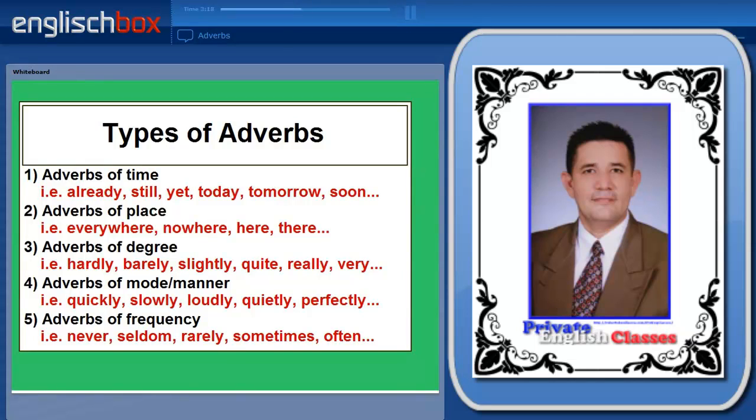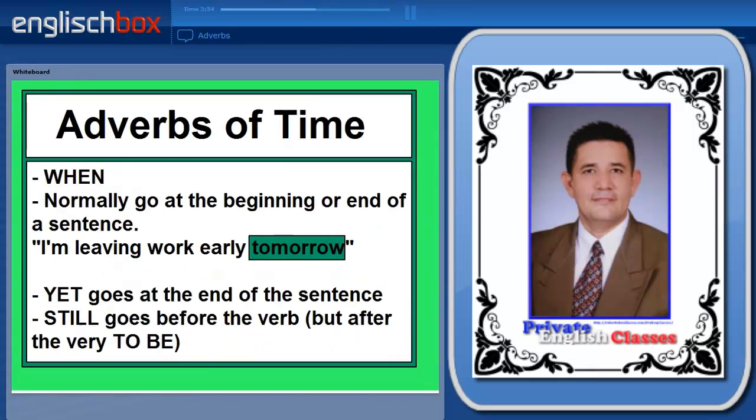To help us understand the positioning of these adverbs in sentences, it's helpful to classify these adverbs into 5 different categories. We have adverbs of time, such as already, yet, and tomorrow. We have adverbs of place, such as everywhere and nowhere. We have adverbs of degree, such as hardly, slightly, really, and very. We have adverbs of manner, such as loudly, slowly, quietly, and perfectly. And we have adverbs of frequency, such as never, rarely, and often.